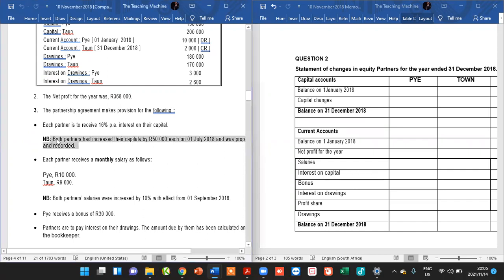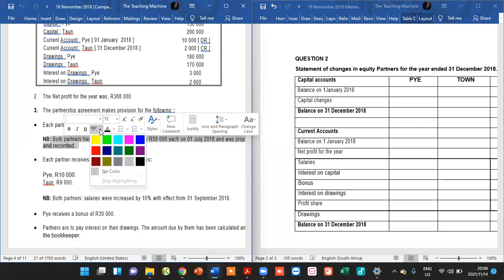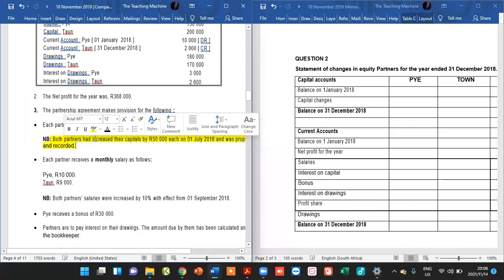And this information was properly recorded. What is the meaning of properly recorded? It means the capital accounts that you see are updated. So it's after the changes have been made. In the capital account of Taun, you see 200,000, 50,000 is already included there.